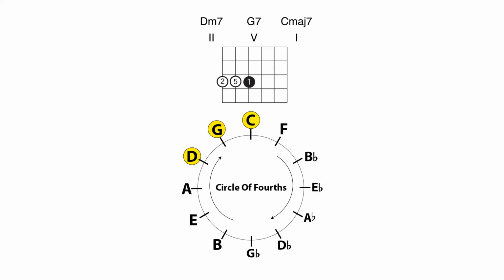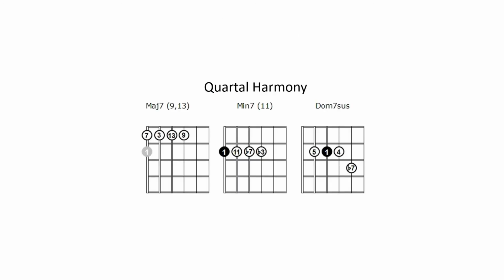Number 4, chord progressions based on fourths are commonly used in jazz, such as the 2-5-1 progression. And finally, number 5, chordal harmony based on fourths is also used in jazz. If you're a jazz guitarist, we're sure that you'll find this fourth pattern recognition very helpful.